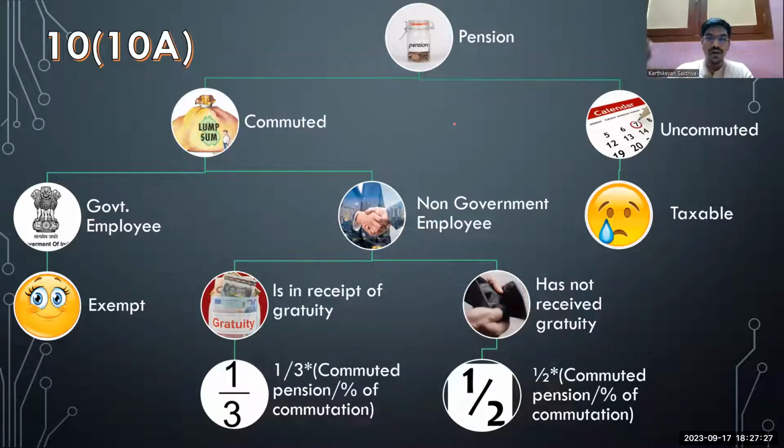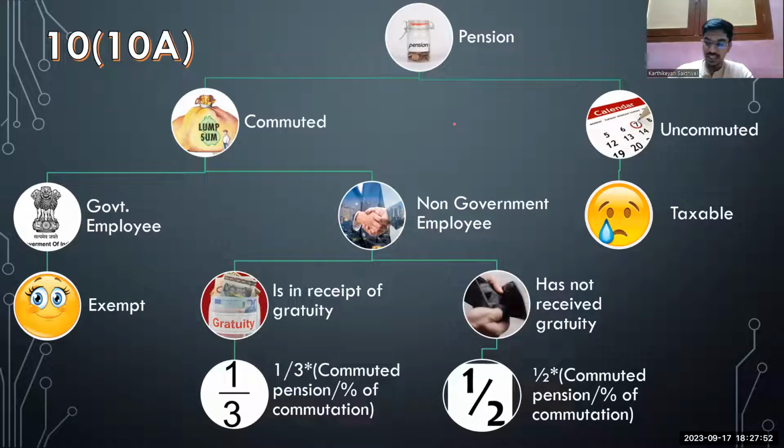But if he is a non-government employee, then its taxability is based on whether such person is receiving gratuity or not receiving gratuity. If he is in receipt of gratuity, one third of the commuted pension divided by percentage of commutation. What do you mean by percentage of commutation, Karthik?